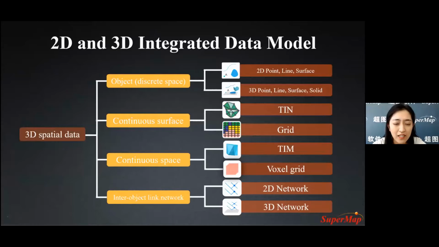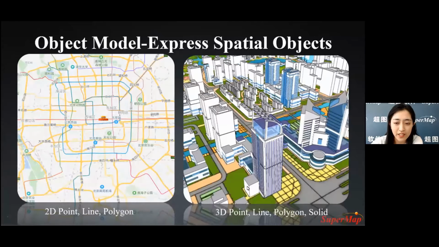The data expressing objects in discrete space, the data expressing a continuous surface, the data expressing continuous space, and the network expressing link relationships between objects. Let's take a look at this in detail. The first expresses the objects in discrete space, mainly including 2D point, line, polygon, and 3D point, line, polygon, and the solid models that we often use.